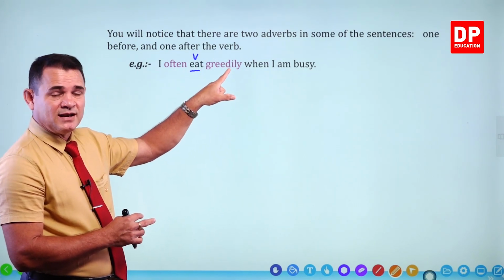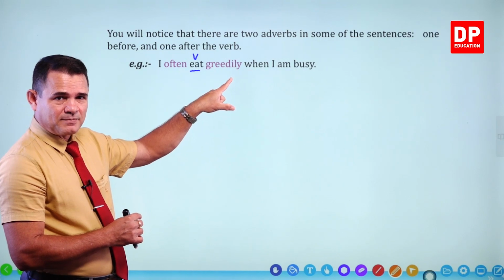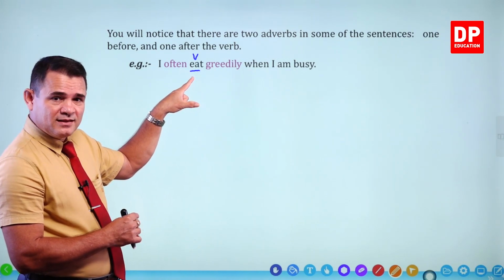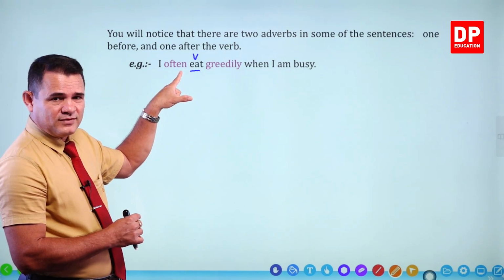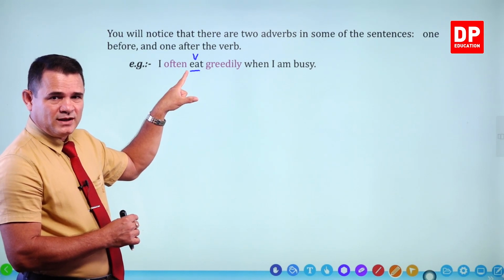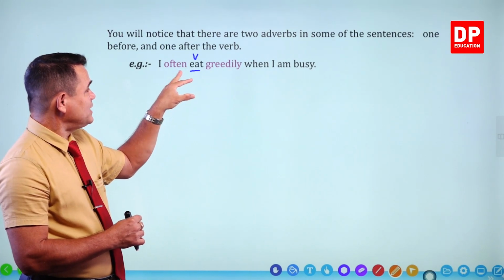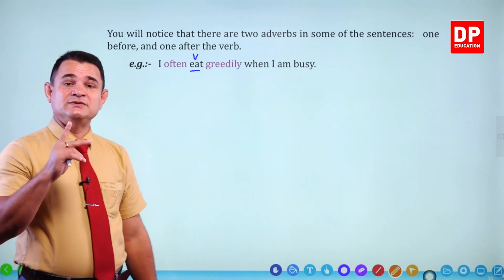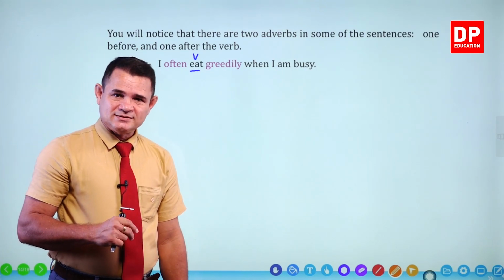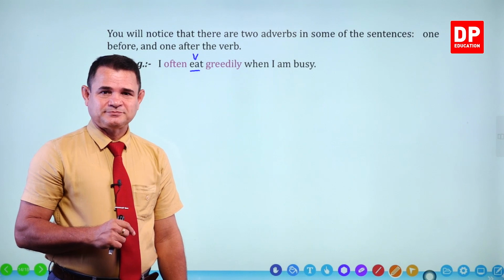The adverb describes the verb. When? Often. Then when, how. So this is also an adverb. There are two adverbs in one sentence. So there are sentences in that way also.